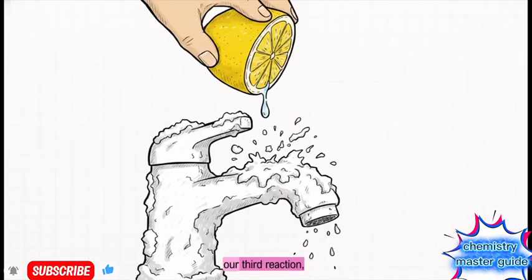And finally, our third reaction. Acids reacting with carbonates to produce a salt, water, and carbon dioxide gas. So solid calcium carbonate plus hydrochloric acid gives us aqueous calcium chloride, water, and CO2. Why does this matter? Well, this exact reaction is why acids like lemon juice or vinegar are absolute lifesavers for cleaning crusty, hard water stains, which are actually made of calcium carbonate, right off your bathroom sink.